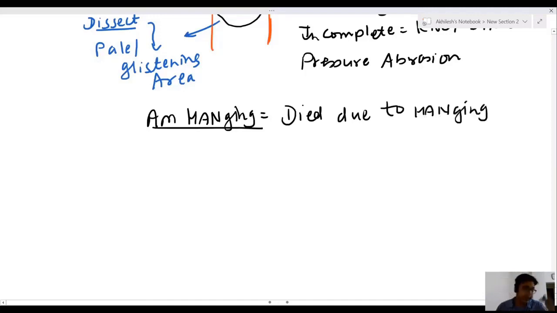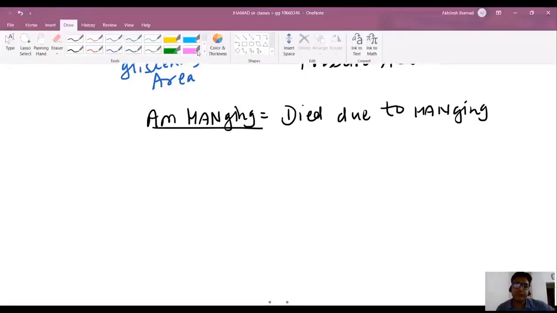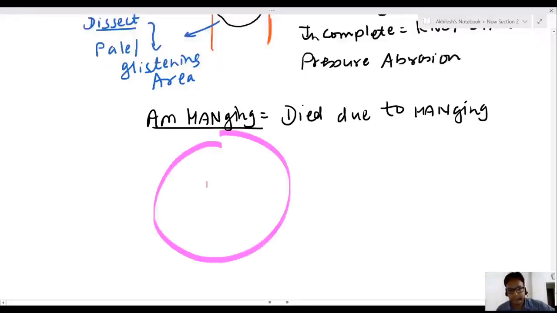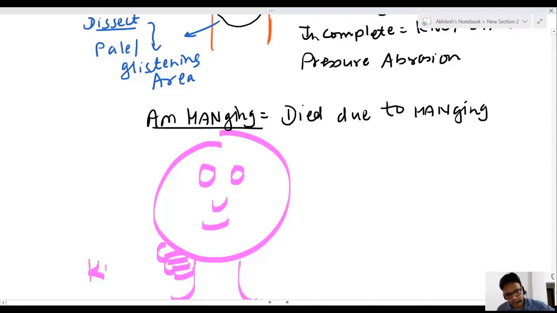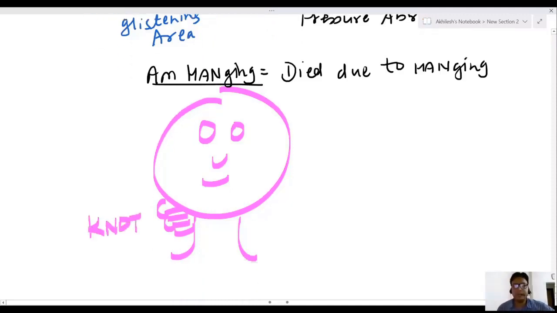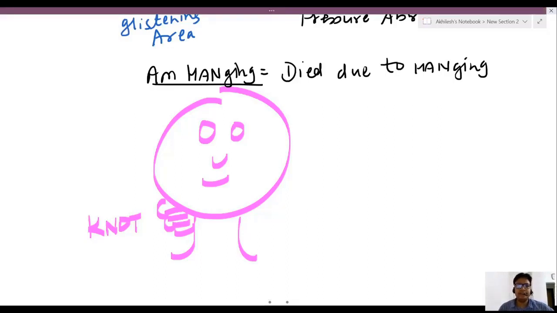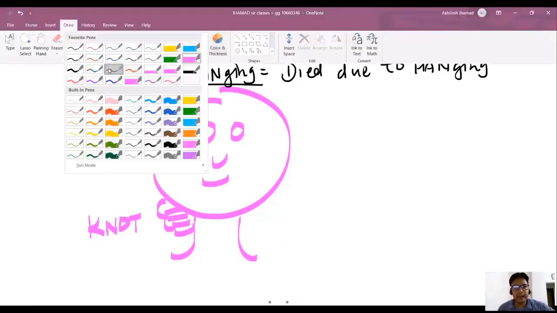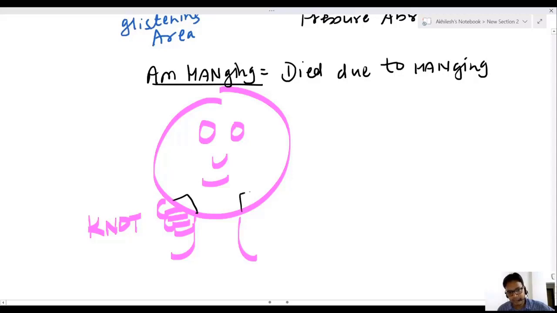Person died due to hanging. Now, sir, see. So this is a person. This is the neck. On both sides, we have two submandibular glands: this one gland, and this is the second gland. Submandibular gland.